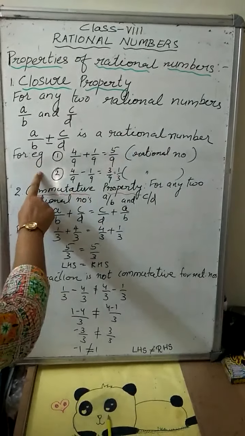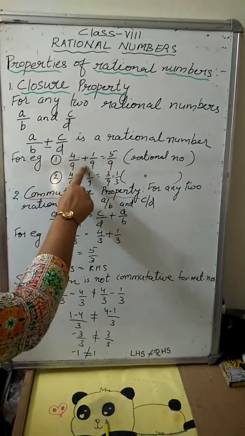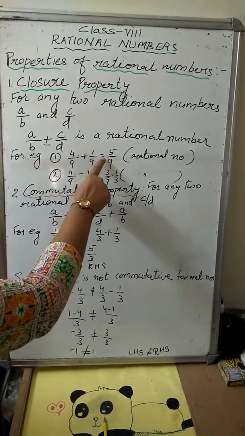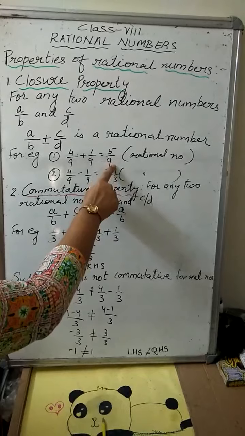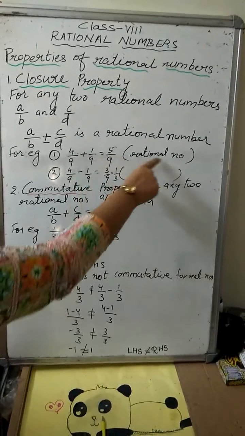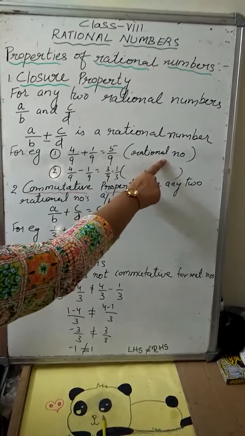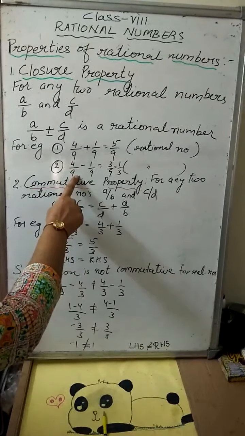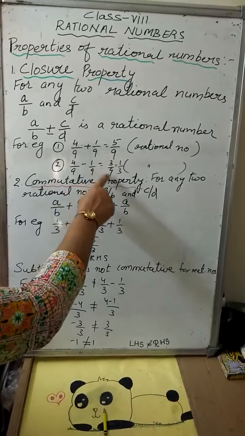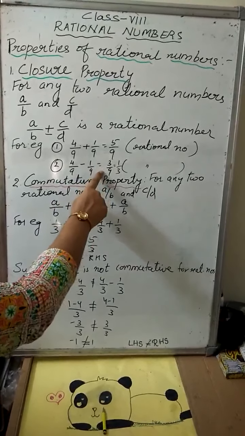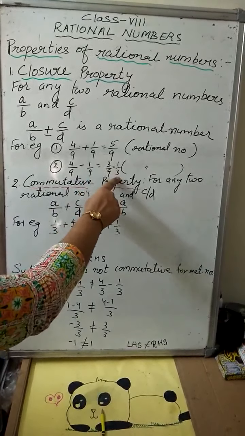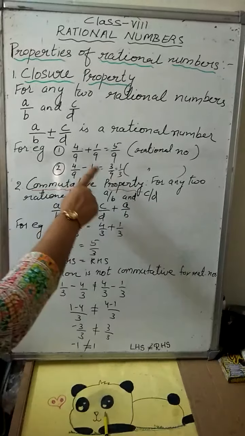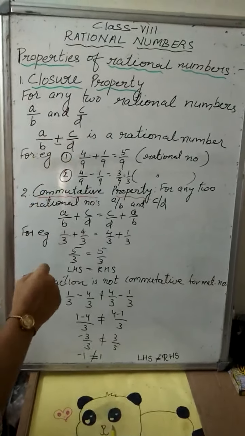For example, 4 by 9 plus 1 by 9, the result is 5 by 9, which is a rational number. Similarly, when you subtract 1 by 9 from 4 by 9, again the result you will get will be a rational number. So this is closure property.